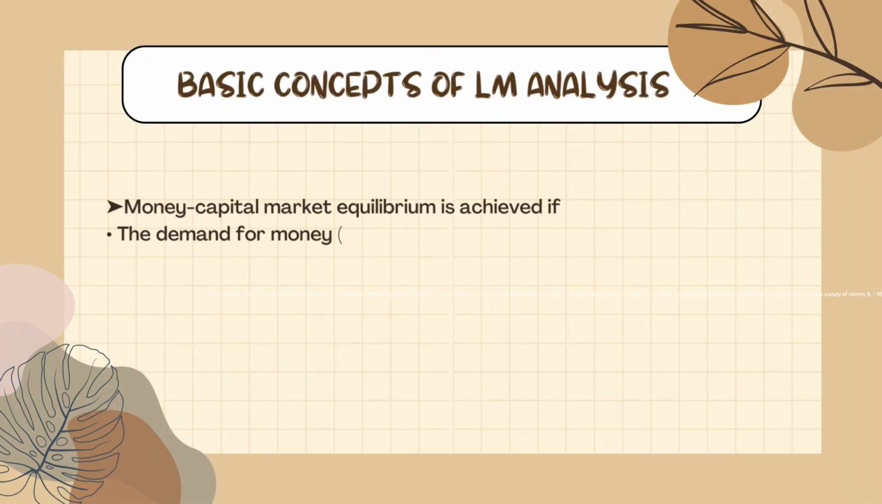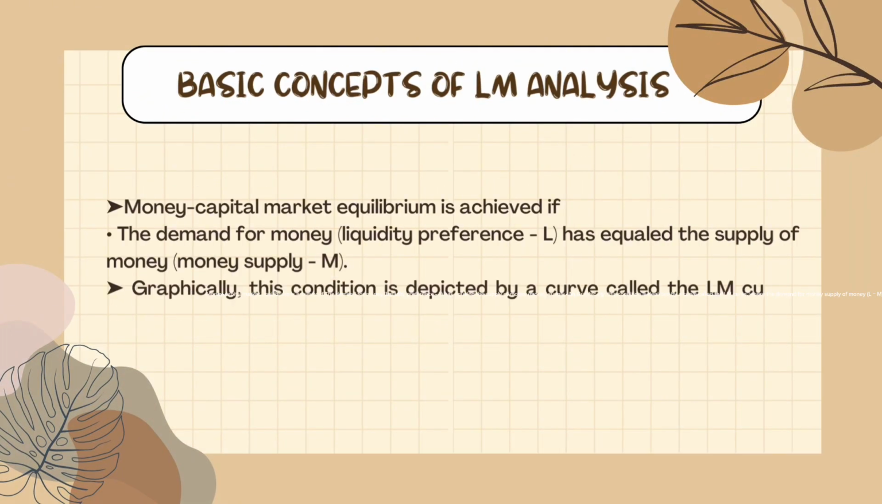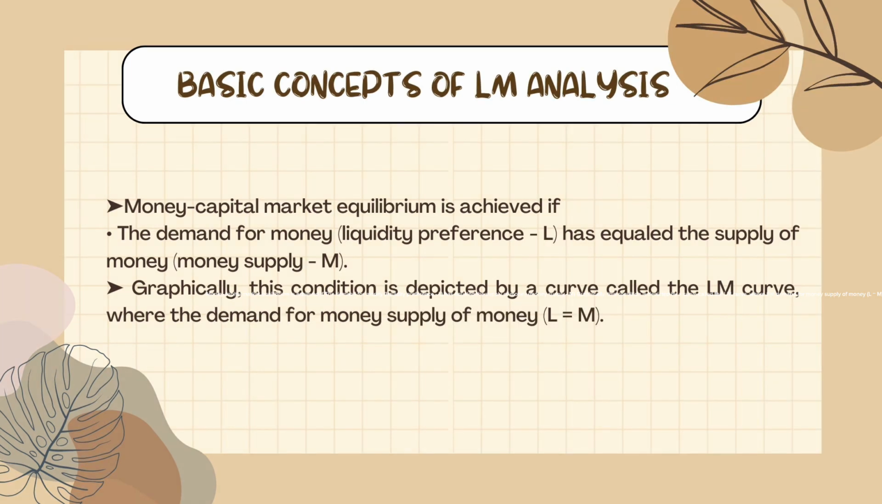Money and capital market equilibrium is achieved if the demand for money, liquidity preference L, equals the money supply M. Graphically, this condition is depicted by a curve called the LM curve, where the demand for money L equals the supply of money M.